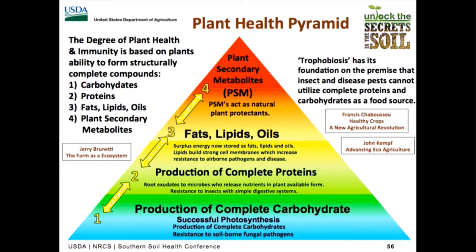Okay, so we start with the production of complete carbohydrate. We'll go into the resistances here in just a second. But the main point here is that you've got to keep your plant in a protein synthesis mode. Trophobiosis has its foundation in the premise that insect and disease pests cannot utilize complete proteins and carbohydrates as a food source.